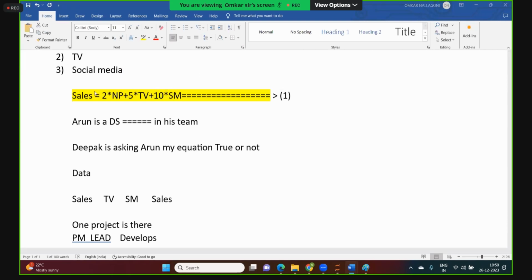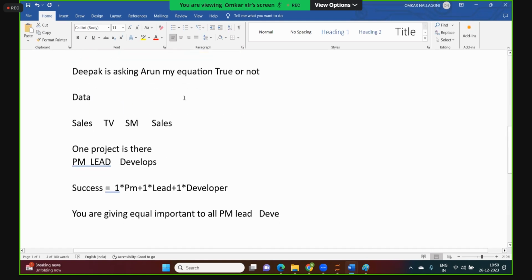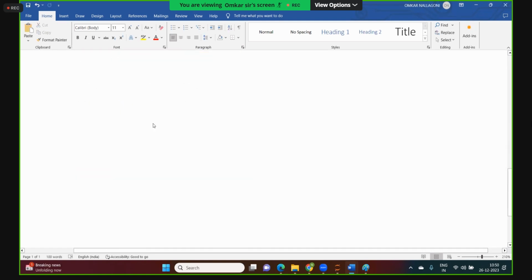So here we are saying that the generalized equation may be K1 here, K2 here, K3 here. So this K1, K2, K3 is nothing but coefficients. Coefficients play a very, very important role in any equation.